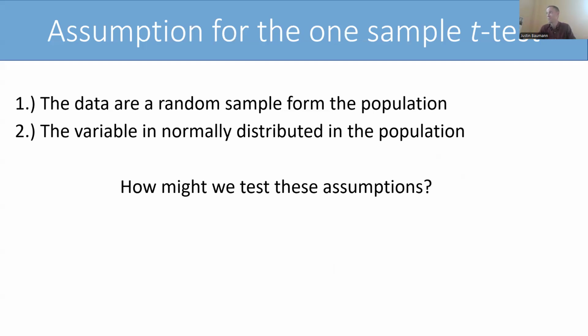So here we go. The assumptions for the one sample t-test, which is what we usually do: the data are a random sample from the population. Are the data randomly sampled? You can't really test for that in R. You need to know something about how the samples were collected. So that's really important to check.